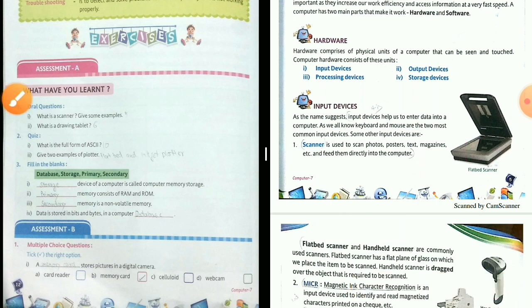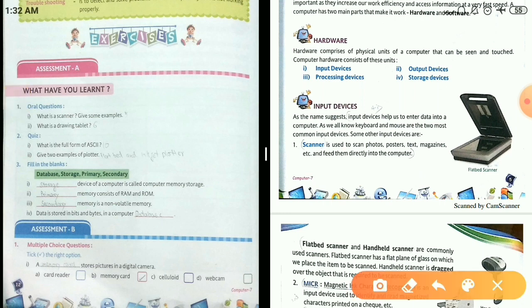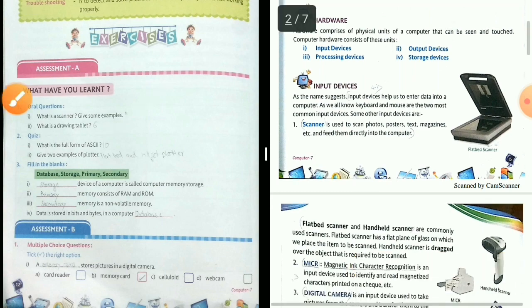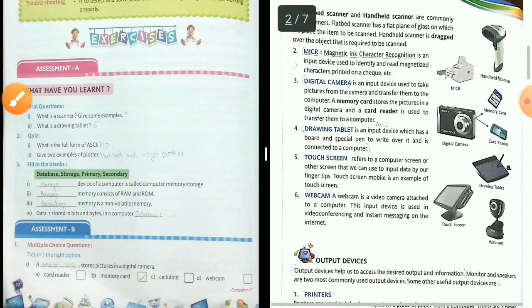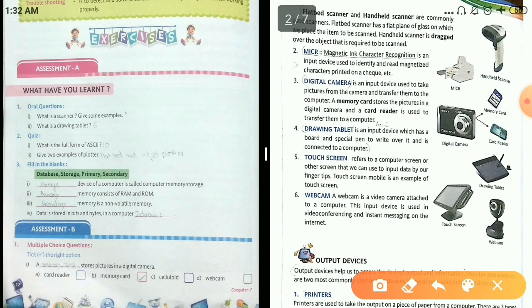Now please make a note that these videos are basically for every section, so all three sections have to do the same questions and answers as I am telling you. Now see the second oral question: what is a drawing tablet? Now turn to your page number 6, see on the right-hand side over here. We have the fourth point, drawing tablet. Drawing tablet is an input device which has a board and a special pen to write over it and is connected to a computer. Three lines you have to write down in this answer.